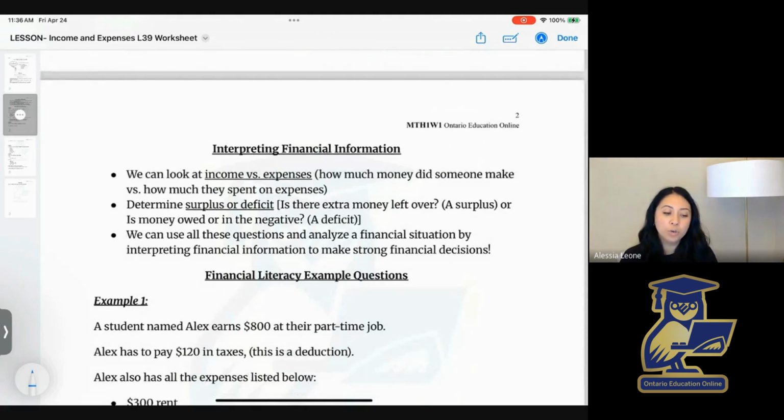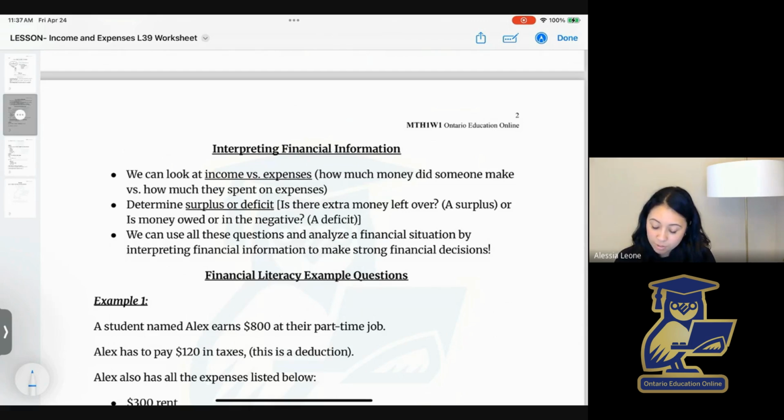So, when we interpret financial information, we look at income versus expenses. We're looking at how much money someone made versus how much money someone spent on expenses. And then when we look at that, we can determine if they're in a surplus or a deficit. So, is there any money left over? If there's money left over, that's called a surplus. If there is no money left over and they're in a negative, maybe they owe money or they went into debt, that's a deficit.